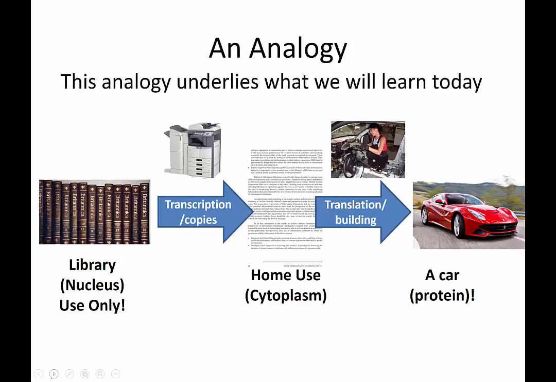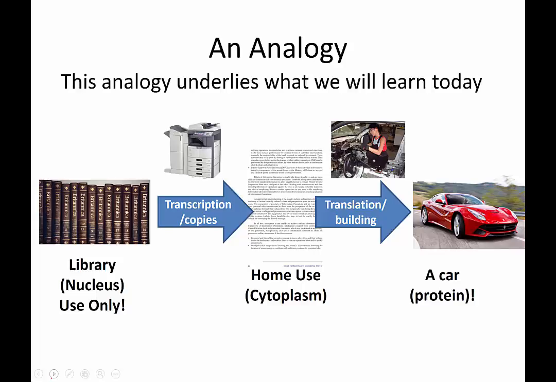And because of that, we have to go through the process of transcription. Transcription is just like making photocopies of the encyclopedia. Transcription takes a small chunk of DNA and creates RNA off that DNA. Just like we took a small chunk of the encyclopedia to make photocopies of, here we're taking a small piece of DNA and making a photocopy of that. The benefit of this is that your photocopies are able to leave the library, or nucleus. In other words, the RNA is able to leave the nucleus and enter the cytoplasm. The cytoplasm is like your home. It's the place where you're going to be building your car.